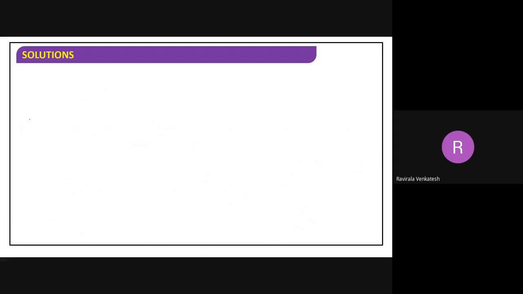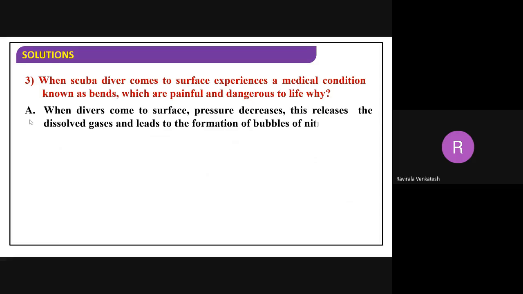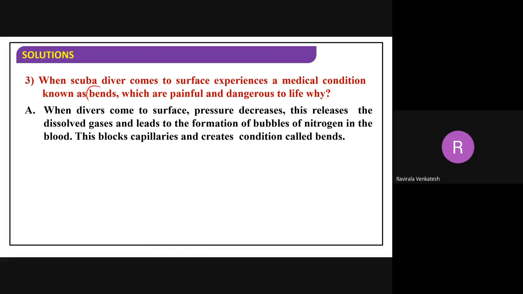Next, we will move to this: when scuba divers come to the surface, they experience a medical condition known as bends. The medical condition is bends, which is painful, and sometimes, if the gas is releasing with high pressure, it may lead to death also. So what is the reason behind this? Already we discussed. Again I will read it out.